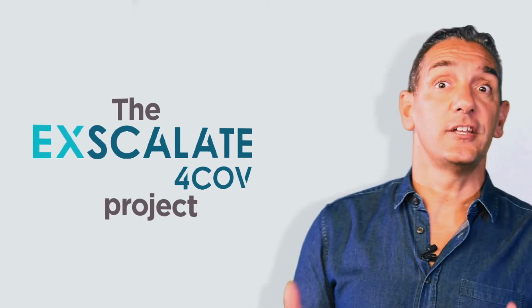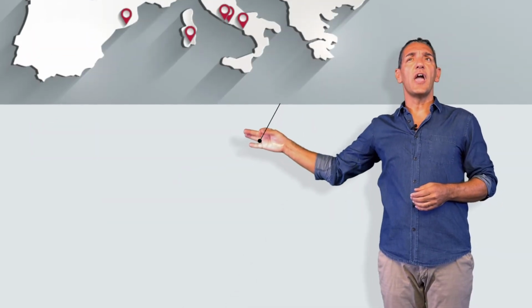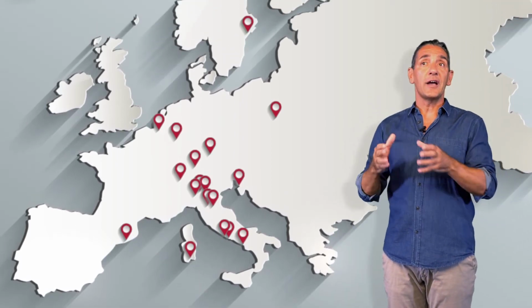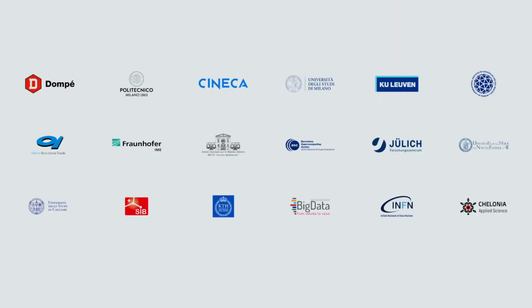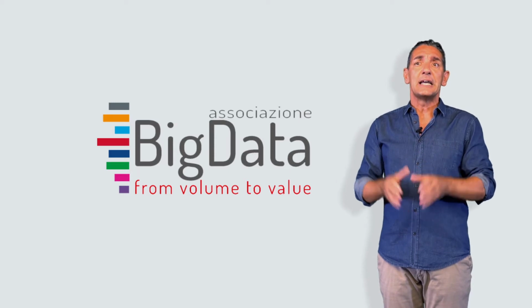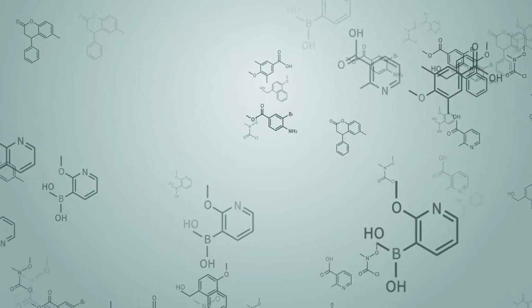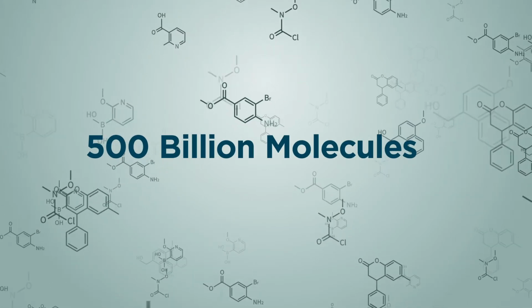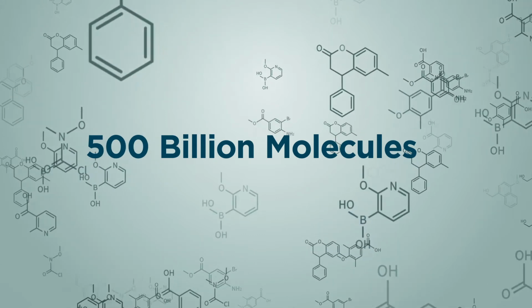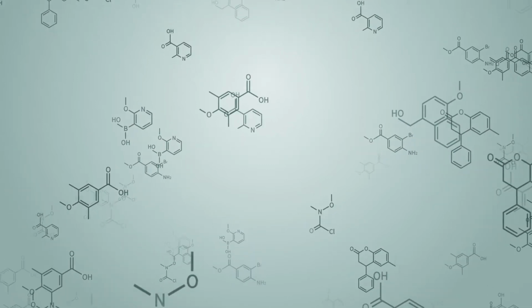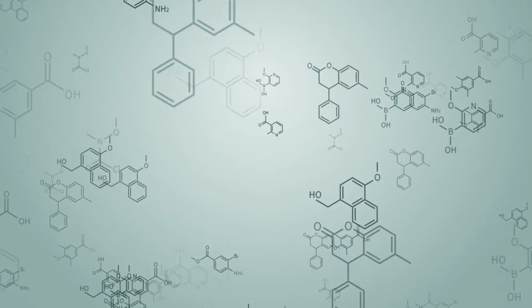Here, the European project Exscalate4Cov enters the game. Exscalate4Cov is a project created by a public-private consortium supported by the European programme Horizon 2020, including 18 research organisations all over Europe. Among these, there is also the Big Data Association. The association consists of the main Italian research institutes and universities of the Emilia-Romagna region. The starting point of the project is a database containing more than 500 billion compounds. Using the processing power of high-performance computers, researchers try to identify new molecules and new potential drugs able to inhibit the activity of viral proteins.